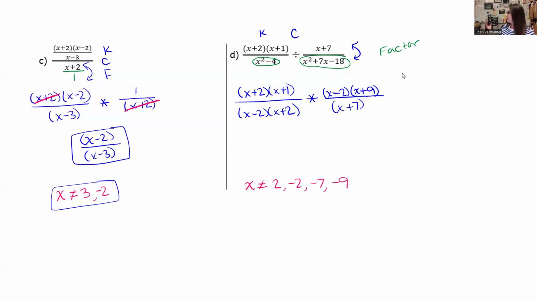Do we see any factors that match up? That we have a perfect match for the top and the bottom? X plus 2, I agree. Anything else? X minus 2. Anything else? No. So I am ready to rewrite. So I will rewrite with x plus 1 in the numerator and x plus 7 in the denominator. Oh, I'm missing one. X plus 9. I almost forgot you.